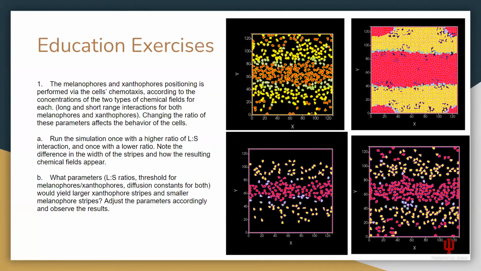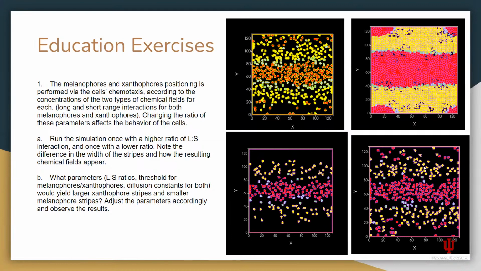Also, another big part is, as I mentioned before, changing the actual characteristics of the stripes, like the width. By changing the parameters for the long range and the short range chemical fields, you can create the different structures of the stripes themselves. You can kind of see in these examples, it's a little hard to tell with these, but the thinner stripes of melanophores there, and then larger in the xanthophores, and vice versa.